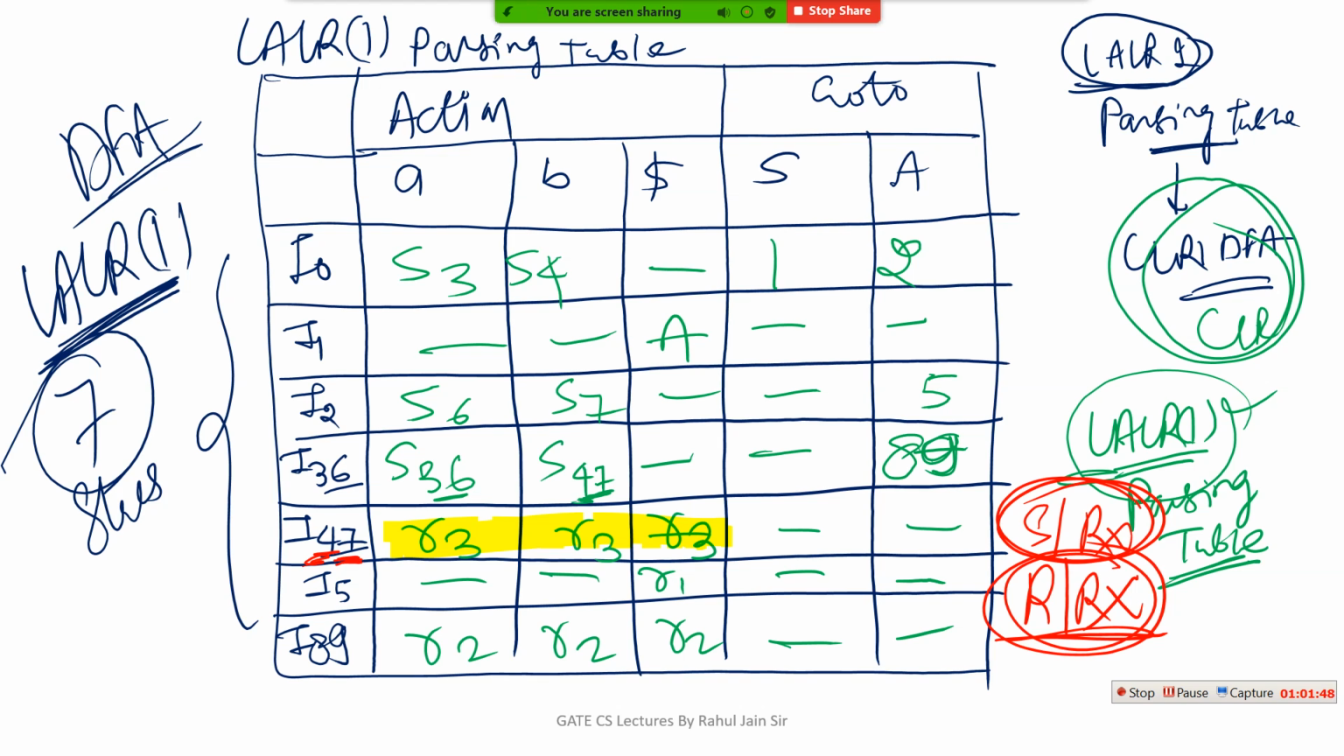Yes, I repeated it because Manjit is asking a doubt about I47. That is why I repeated it, why you write R3 in I47. I am not cutting, Manjit. Why are you asking? Basically previously I left it blank and now I write R3. It is R3.